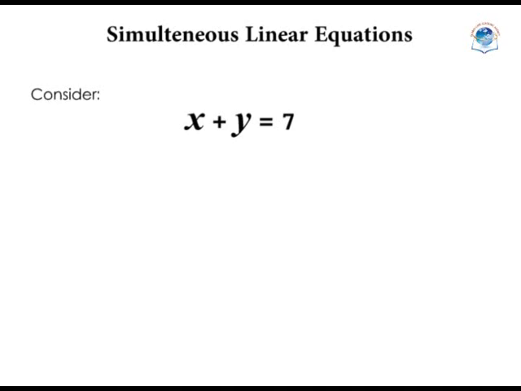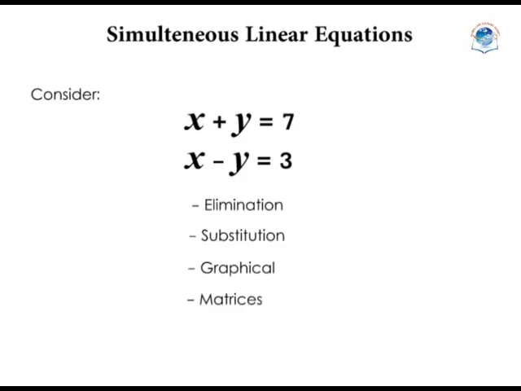For example, x minus y is equal to 3. We call the two equations simultaneous linear equations, and that means the values of x and y will satisfy both equations simultaneously or at the same time. There are 4 methods of solving simultaneous linear equations, but we will look at 2 for now: elimination and substitution.